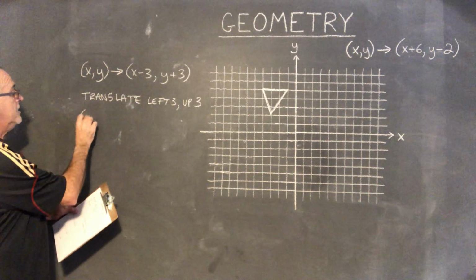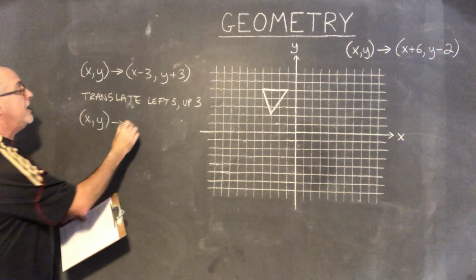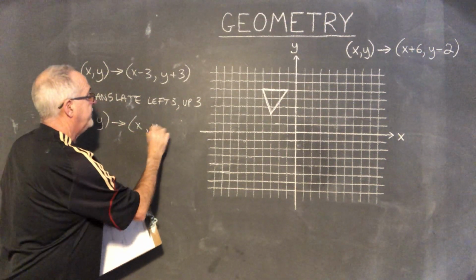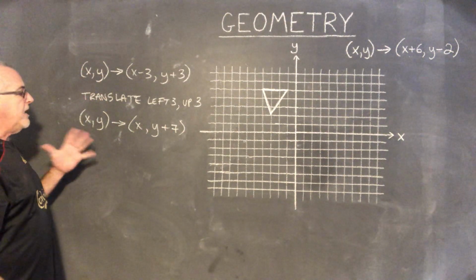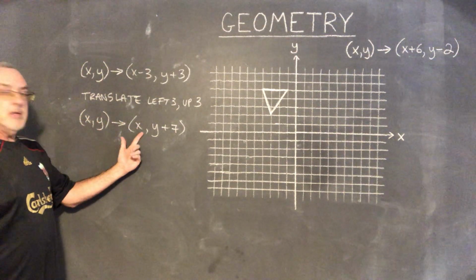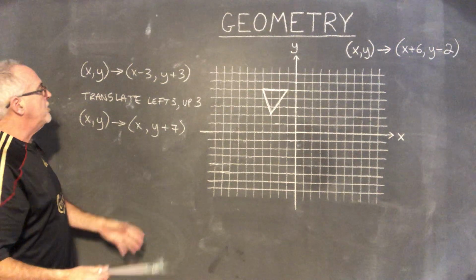How about (x, y), arrow, and then I write (x, y plus 7). So right away we get an answer to one of those what if questions. What if the x doesn't change? Well, then it looks like this. X will still be x. It's not going to the left, it's not going to the right, and we can see that by the notation.